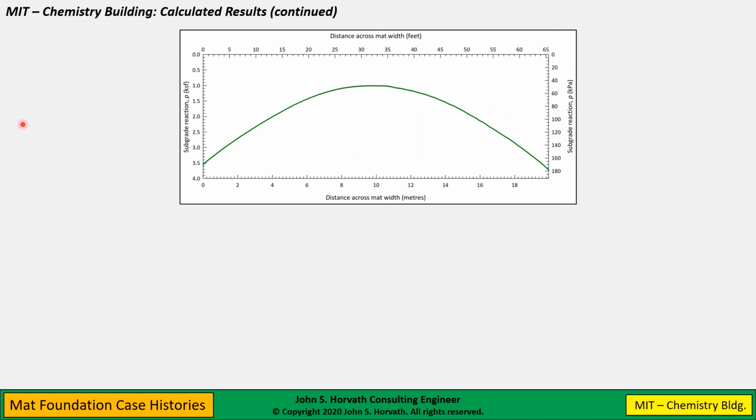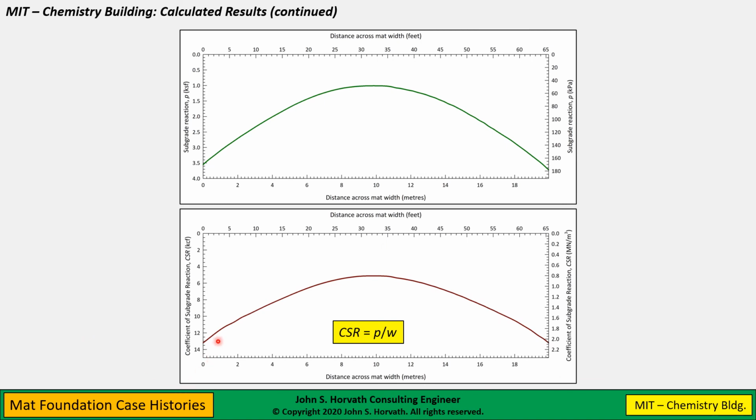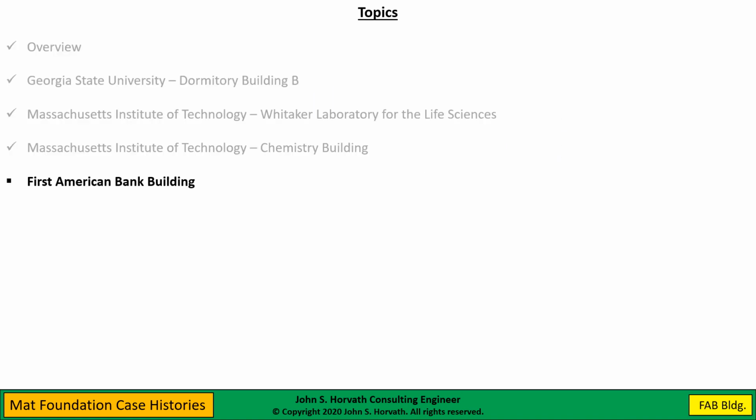And again, we could take advantage of the fact that with the multi-parameter subgrade models, we calculate subgrade reaction and we calculate the coefficient of subgrade reaction. We don't have to guess at these parameters as you do when you use the Fuss-Winkler subgrade model.